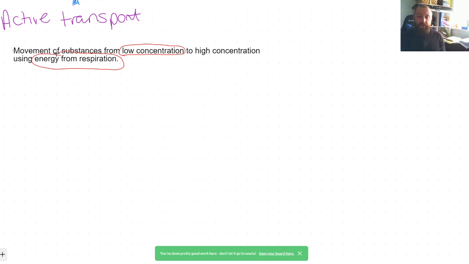So this is not diffusion, and that's the really key thing. Diffusion and osmosis are very passive. When we're looking at active transport, we are looking at an active process, not a passive process. This uses energy. Okay? Hopefully that's quite clear on those differences.